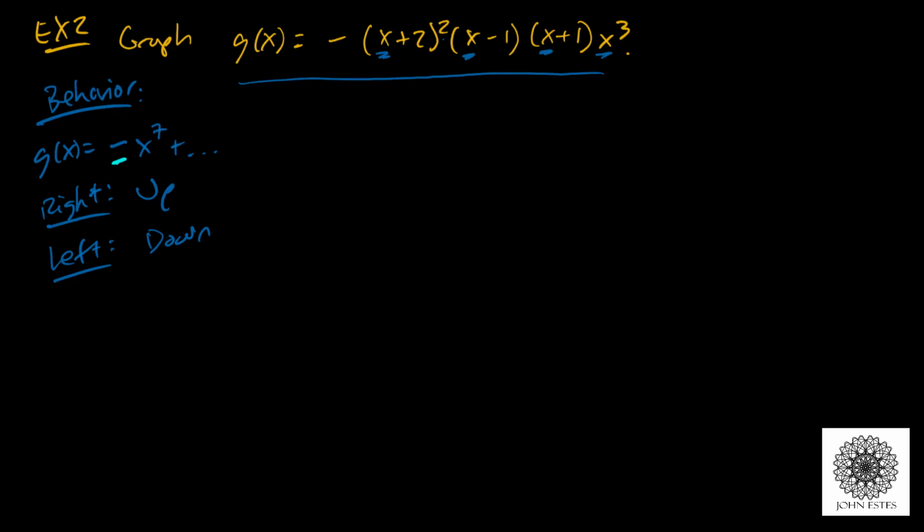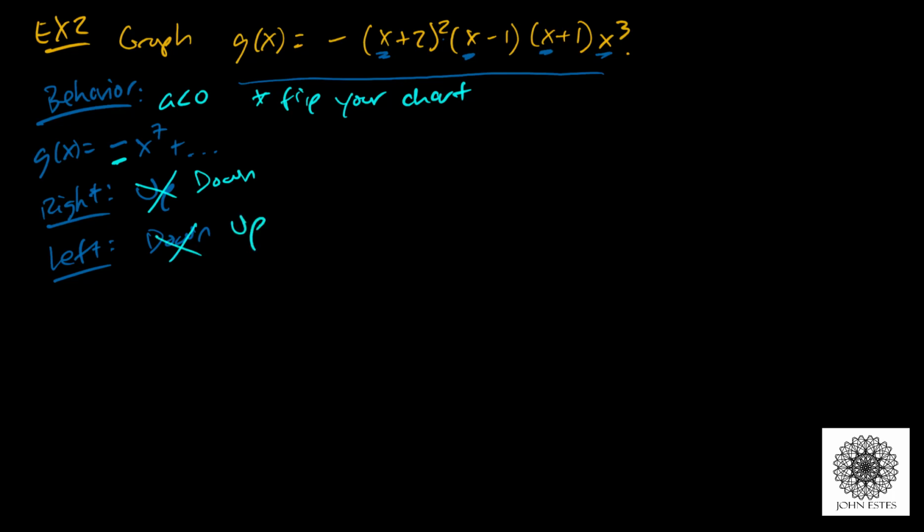Now what we said was, if you have an odd degree, then the right side goes up and the left side goes down. That's what we said, and we would be correct except for one thing. Here, that chart was for a positive, but here a is negative. So if a is negative, what do you do? You flip your chart. So the right behavior is not up, it's down, and the left behavior is not down, it's up. Okay, so we flip that around.